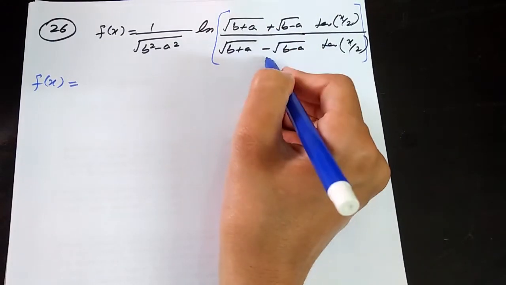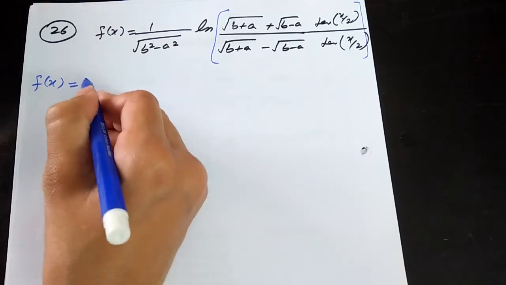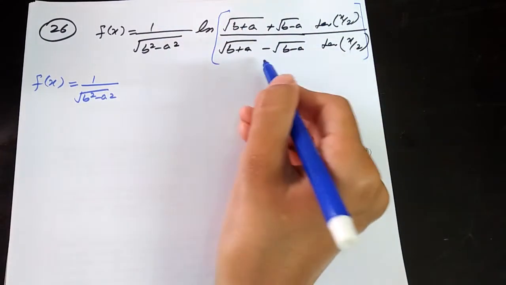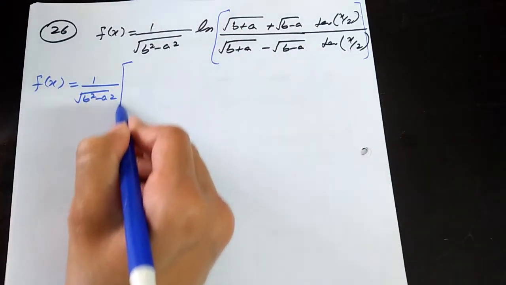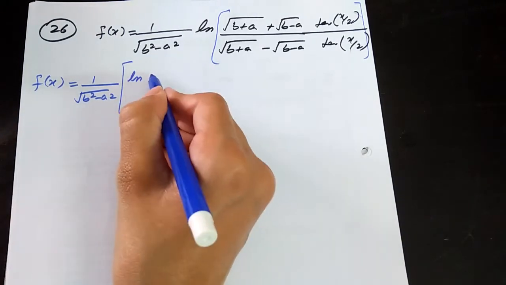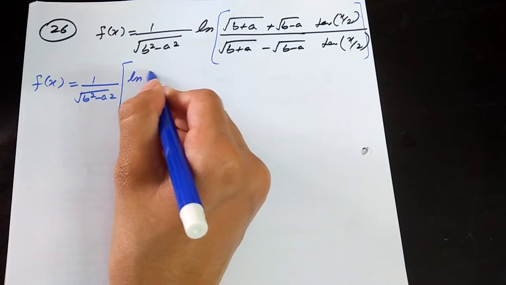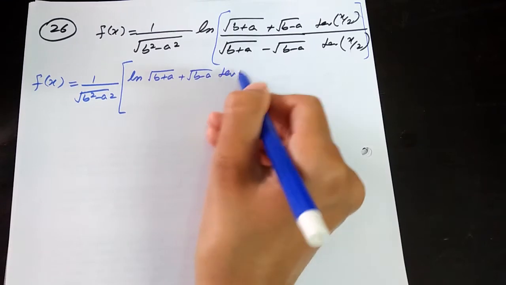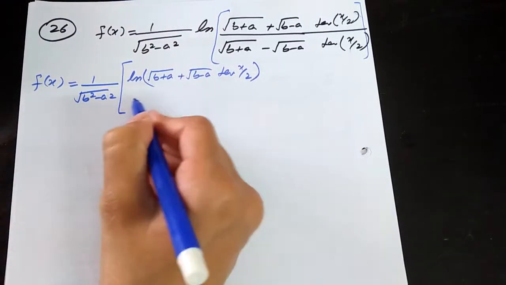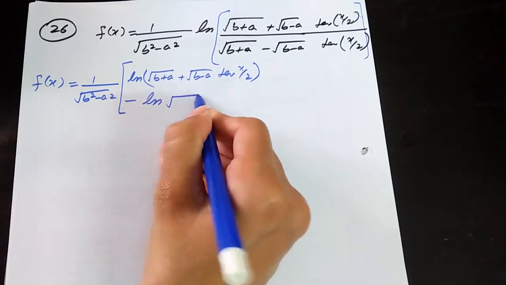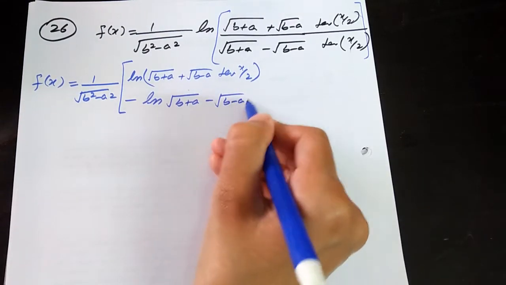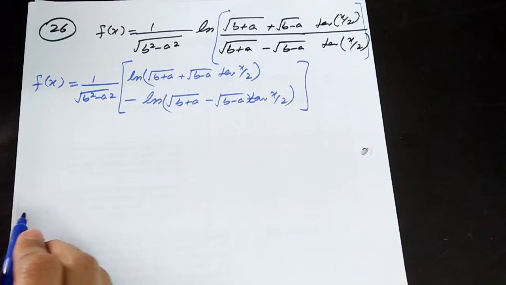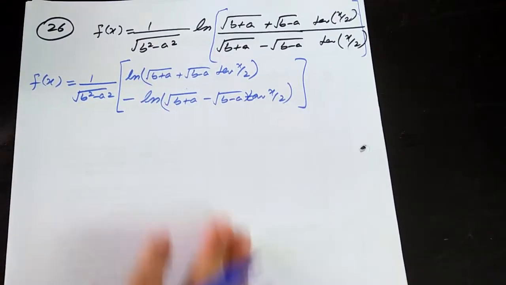This is a quotient fraction. We can separate the ln into two parts, 1 over this function as it is. Now ln numerator minus ln denominator. So it will be ln of (under root b plus a plus under root b minus a tangent x by 2) minus ln of (under root b plus a minus under root b minus a tangent x by 2). So this is the property of ln. Now it will be easier to differentiate it.